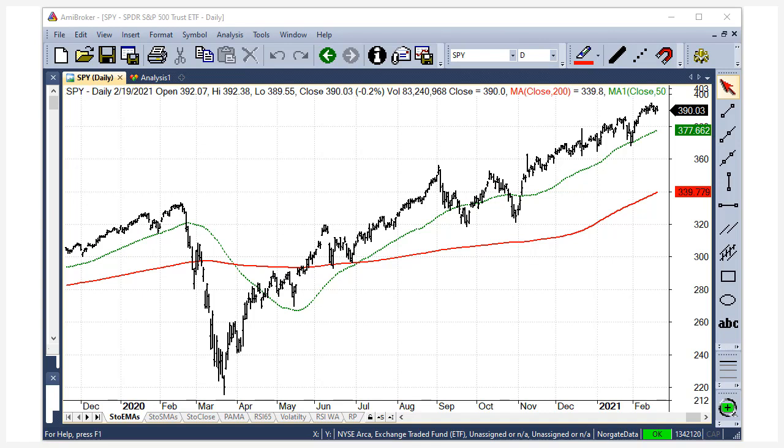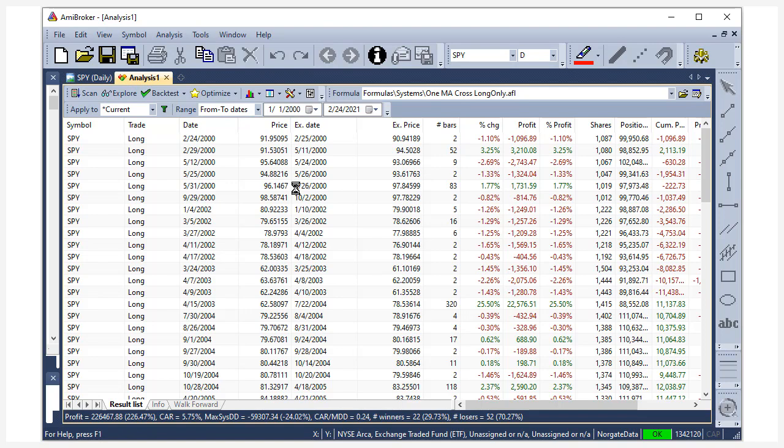So let's look at this in action. I've got a chart here and it's SPY, and I'm going to backtest across above the 200-day and above the 50-day over the last 20 plus years, back to 2000. So I've got AmiBroker here and I've got it set, and I'm just going to quickly run that backtest. And we can see down at the bottom here that we have a compound annual return of 5.75% over 20 plus years. That includes dividends, maximum drawdown of 24%, and you had 22 winners and 52 losers.